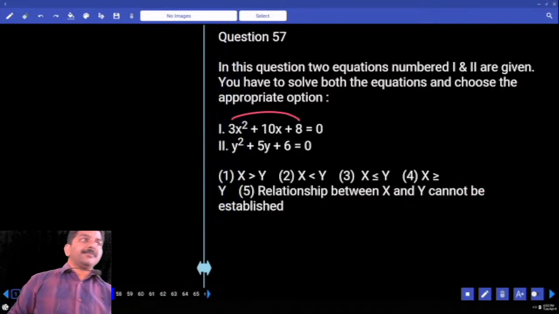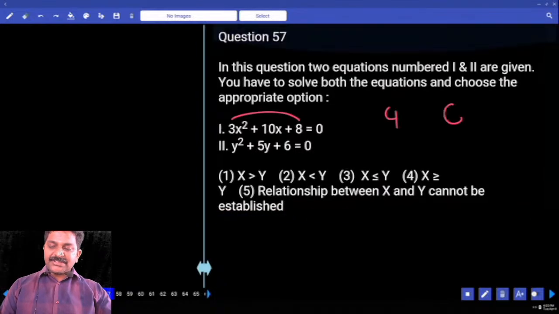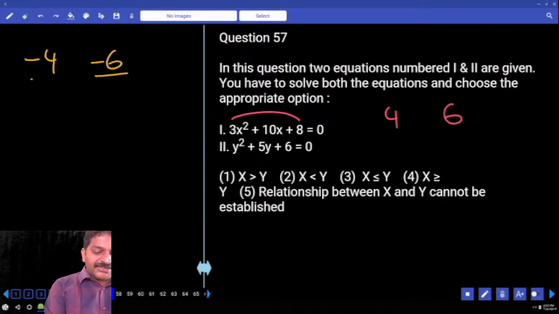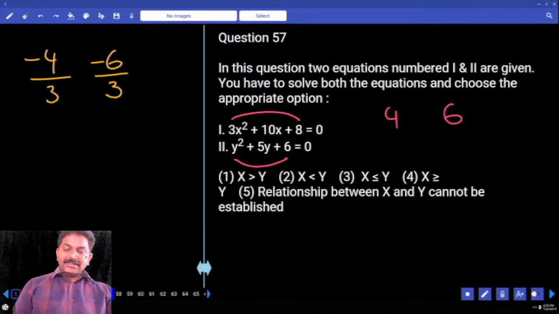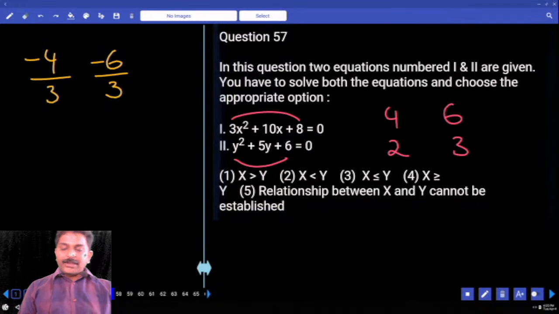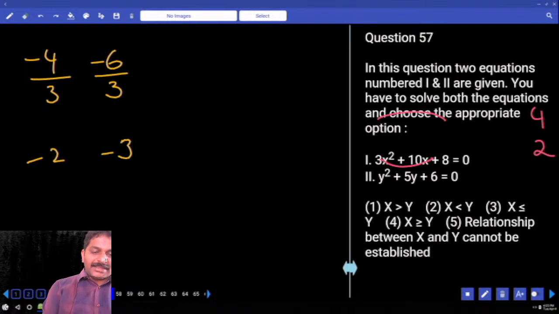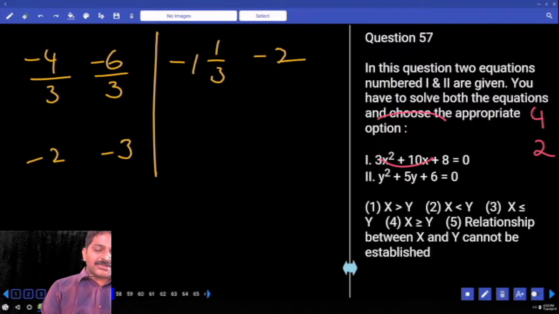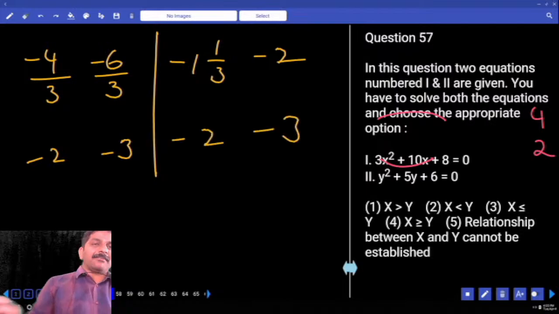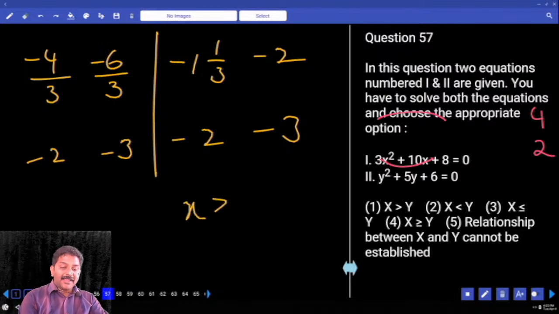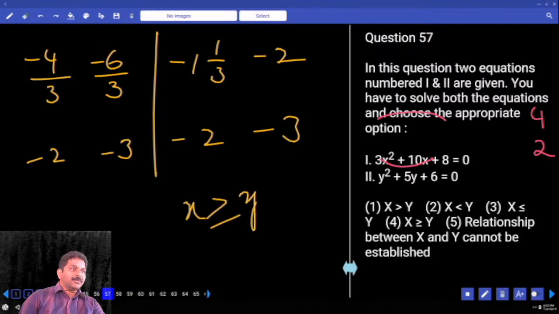3 into 8. That means 4 into 6 is a combination. Factors are minus 4 minus 6 by 3. Next, product is 6. Sum must be 5. 2 into 3 plus 2 plus 3 is a combination. Minus 2 minus 3. So if you simplify 1 by 3 and then minus 2. Right. And y values are minus 2 comma minus 3. X is greater than or equal to y.